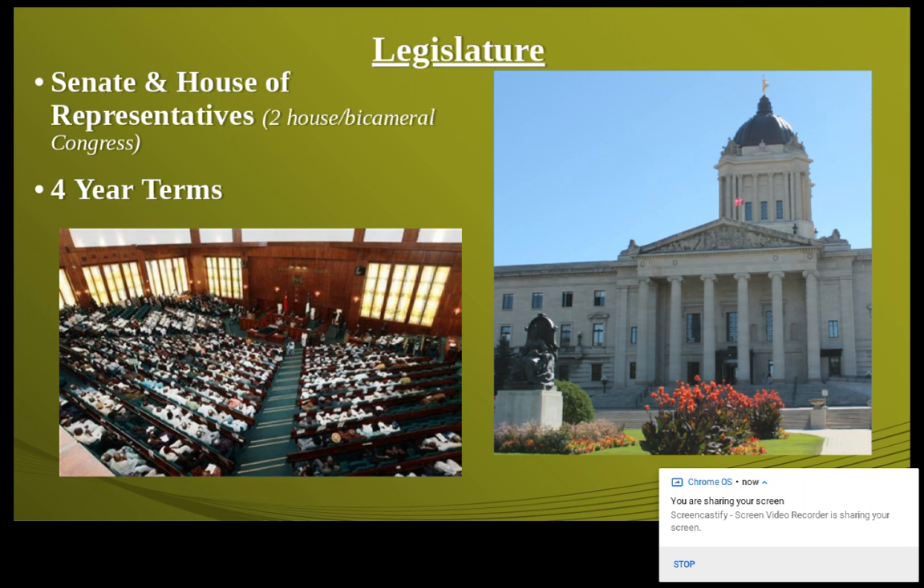Now, just a reminder, when people in Nigeria vote for their legislature or their lawmaking body, it is separate from when they vote for the president, just like here in the United States.